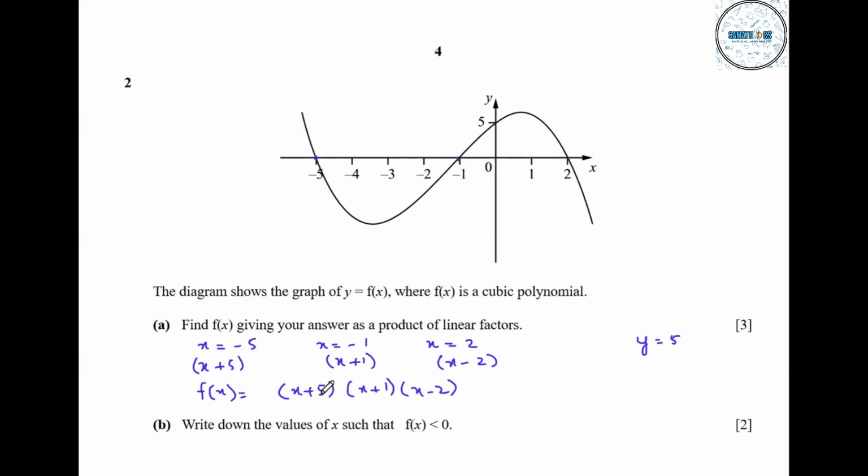So, when we multiply 5 by 1 and by minus 2, we are getting minus 10. But the y-intercept which is there in the graph is 5. So, we need to multiply this by 1 upon 2 so that we get 5. But still, 5 multiplied by 1 multiplied by minus 2 is minus 10, and minus 10 divided by 2 is minus 5. But here it is positive, so it means that we have to put here minus sign as well. So, this is the required f of x.